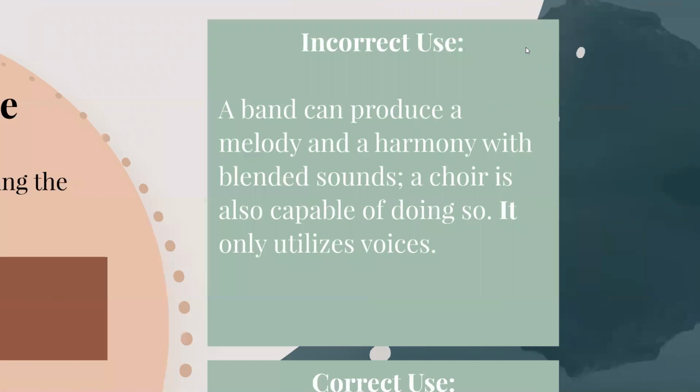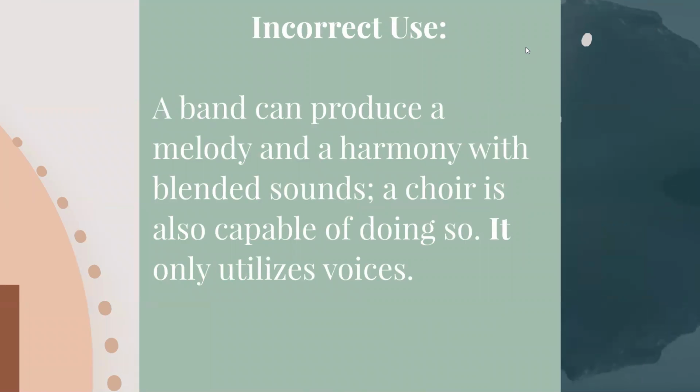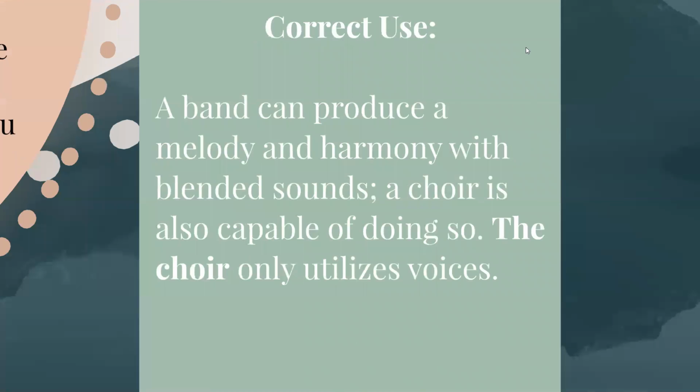So, scenario here for you, the incorrect use reads, a band can produce a melody and a harmony with blended sounds. A choir is also capable of doing so. It only utilizes voices. But is it referring to the band or the choir? So in the correct example, we'll find out.